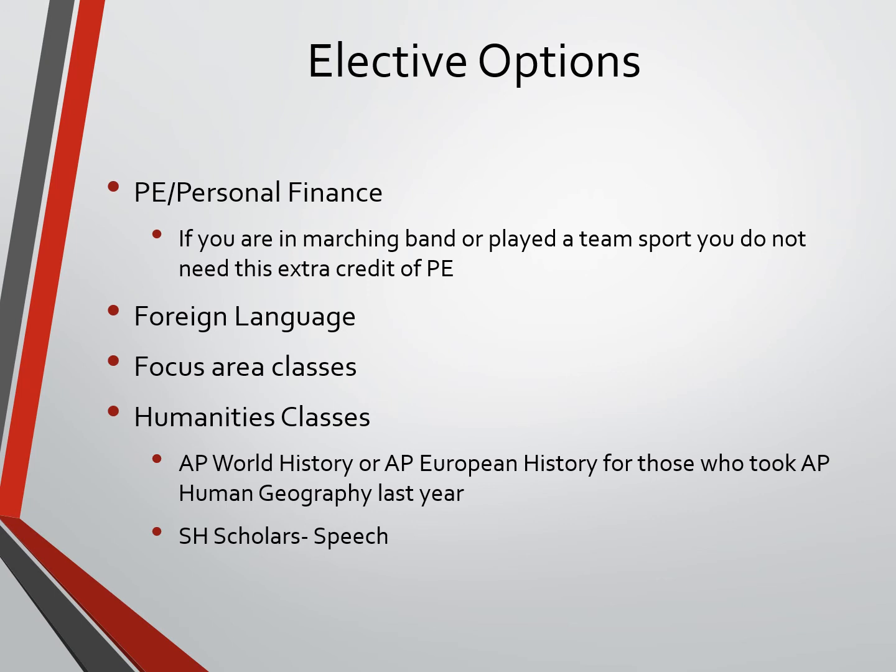If you have had a foreign language this year, you should go ahead and sign up for Spanish 2 or French 2. Those of you who had Spanish 2 as a freshman could take Honors Spanish 3 as an elective that you would like. If you haven't done so already, you need to make sure that you start your focus area your 10th grade year.